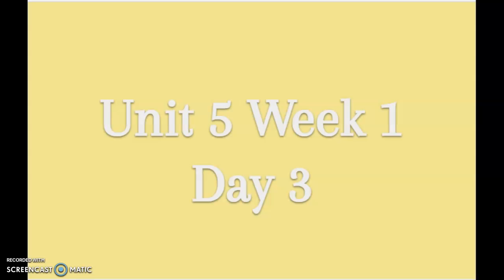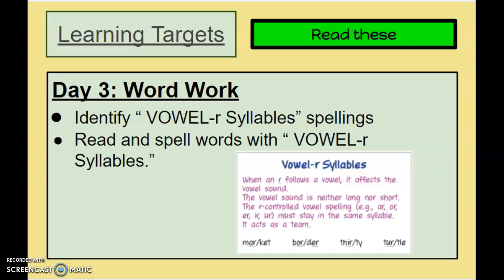Let's take a look at our learning targets for today. Our learning targets are this: identify vowel R syllable spellings and read and spell words with the vowel R syllables. Remember that a vowel R syllable is when an R follows a vowel. It affects the vowel sound. The vowel sound is neither long nor short.